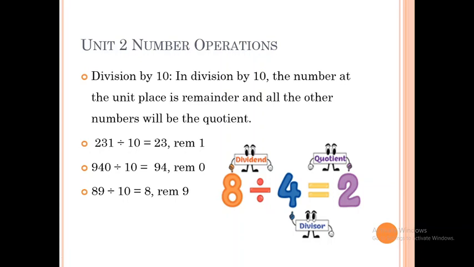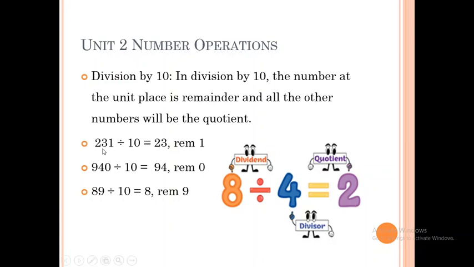What is the rule? When you are going to divide a number by 10, look here, the number at the unit place is the remainder and all the other numbers will be the quotient of the sum that you are going to solve. It means, for example, you are going to divide 231 divided by 10. 10 is the divisor and 231 is the dividend. So what is the number at unit place? 1. This 1 is the remainder that you will write here, and the remaining number is 23. 23 is the quotient. Very easy.